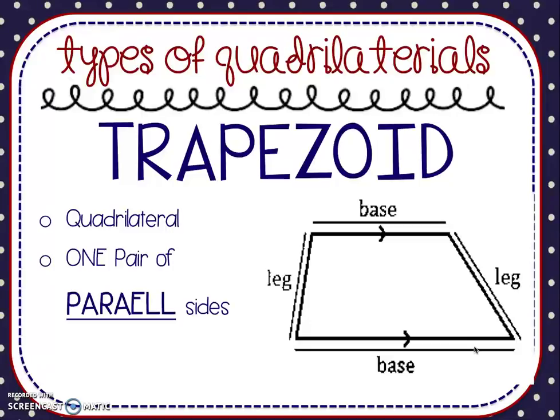Okay, so what I want you to do is use that information. You're going to look at the following questions, and you're going to classify each shape as one of these four quadrilaterals.